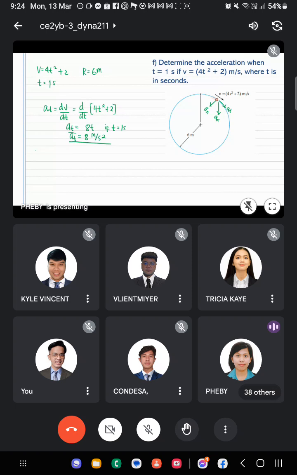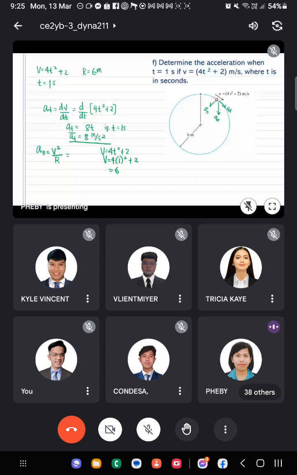Next is our normal acceleration. So v squared over r. So if our v is equal to 4t squared plus 2, so v will be 4 multiplied by 1 as time is 1, plus 2. So 6 meter per second. So 6 squared over 6, kasi yung kanyang radius is 6. Therefore, our AN is 6 meter per second squared.